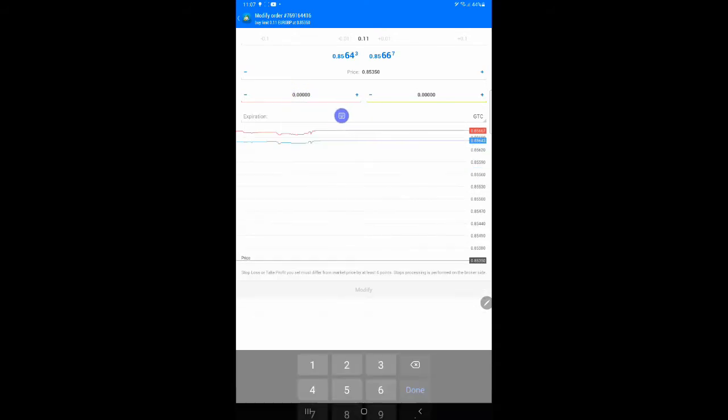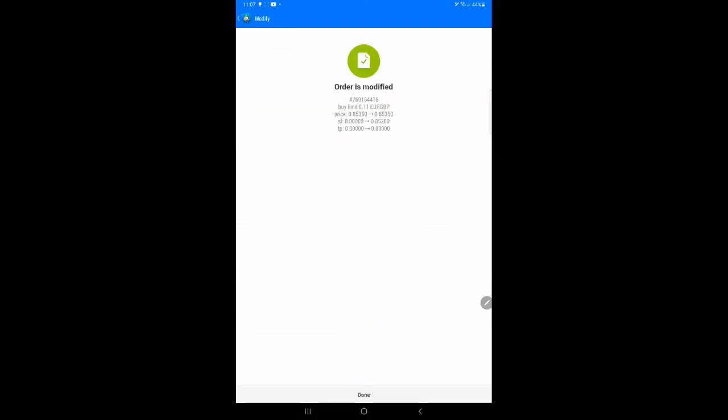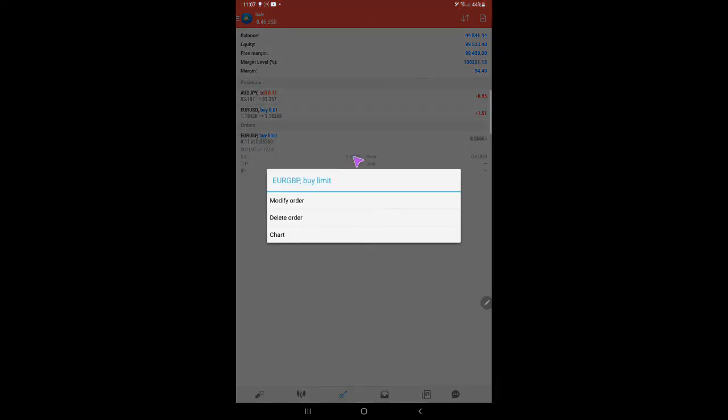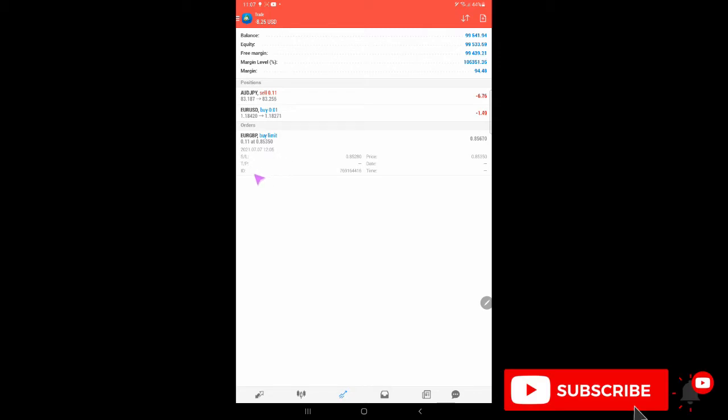So my stop loss is 0.8528. All right, I'll modify. Now you see, if I click on this trade, I have my stop loss here, my price I entered, and then my stop loss price. So what I don't have on this trade now is take profit. See, SL is stop loss, TP is take profit.